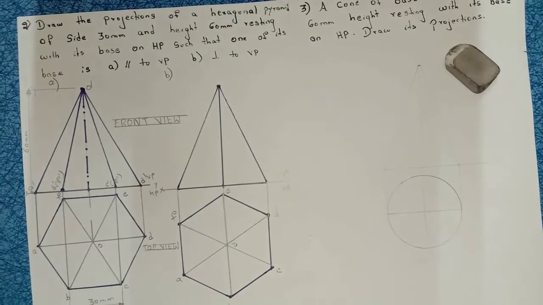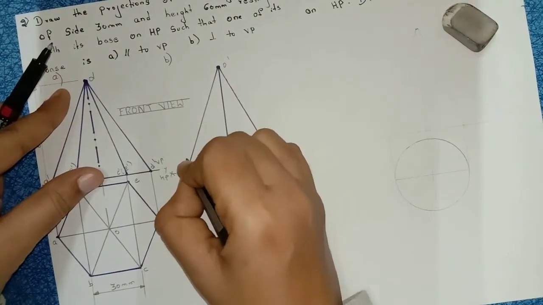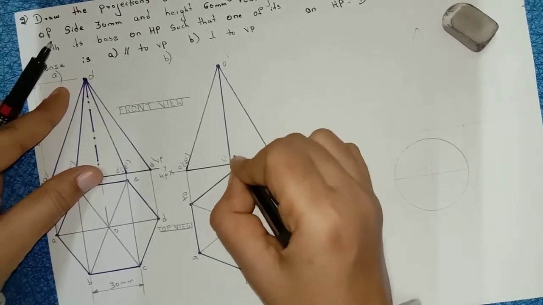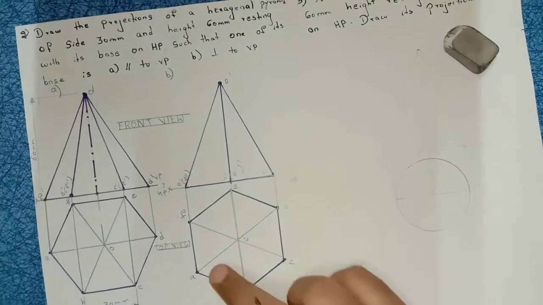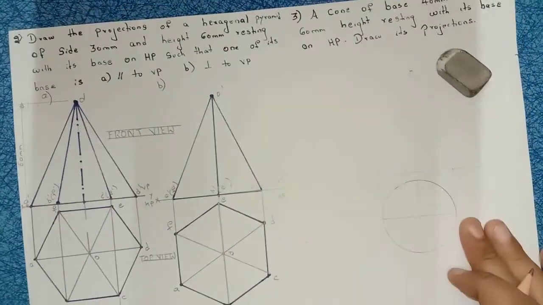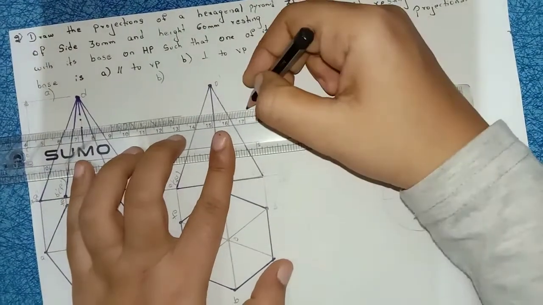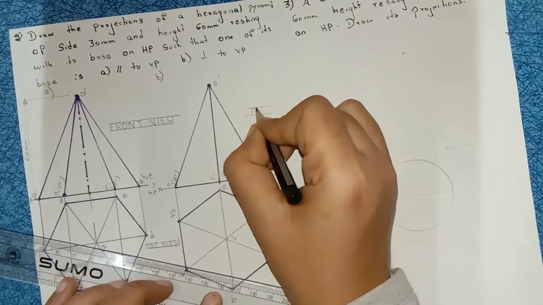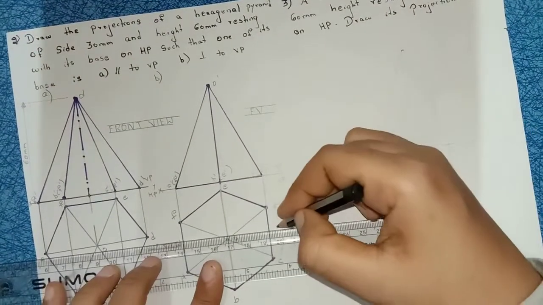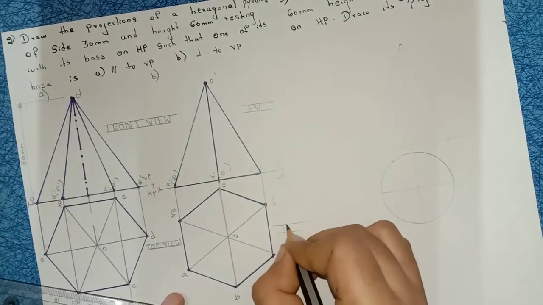Right, so name the points. This is O, O dash, A dash of F dash, B dash of E dash, C dash of D dash. See, one of the sides is perpendicular to VP. Right, after completion, take height 5 mm and write down this is the front view. Take height 5 mm and write down this is the top view.